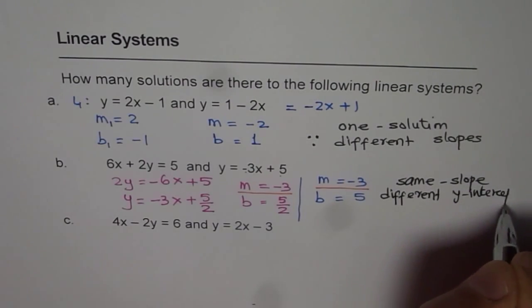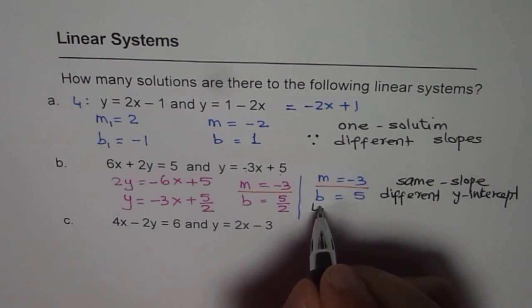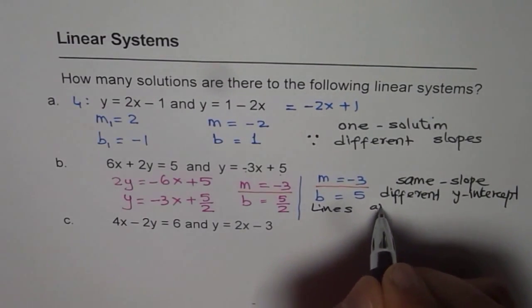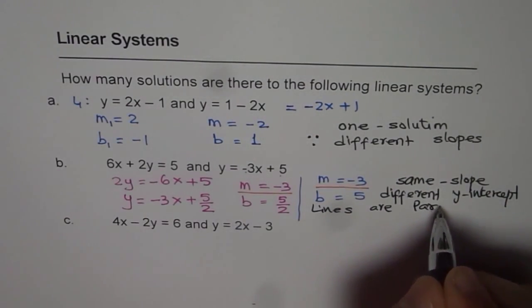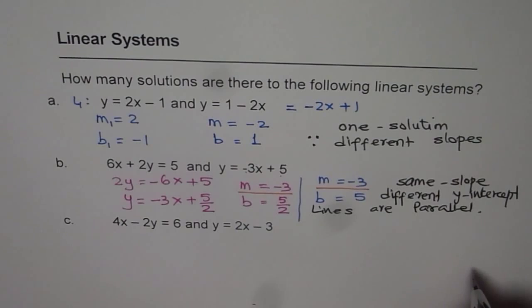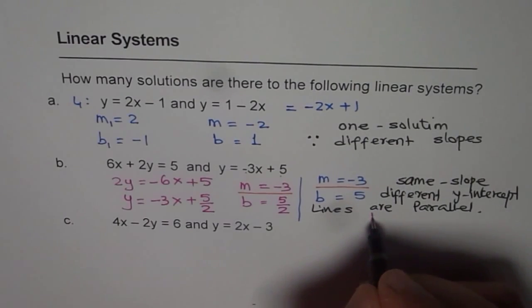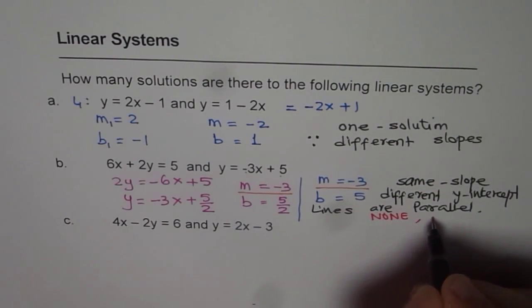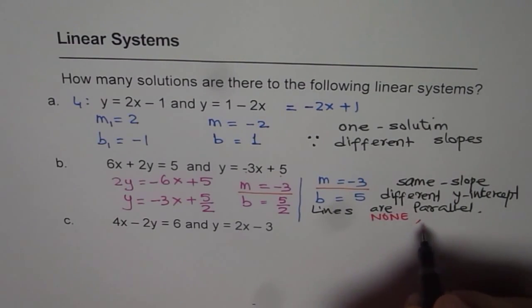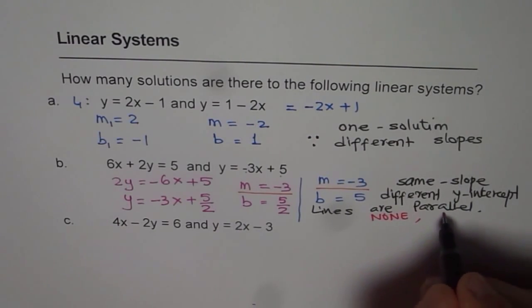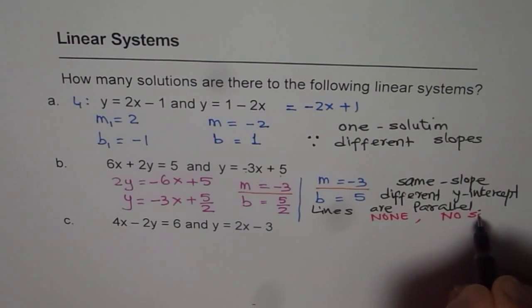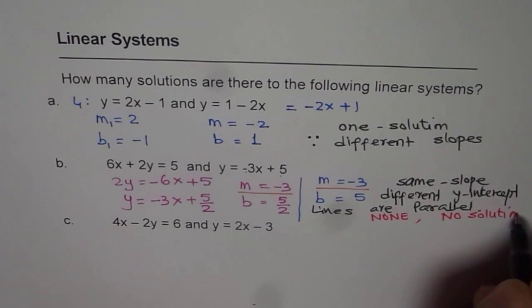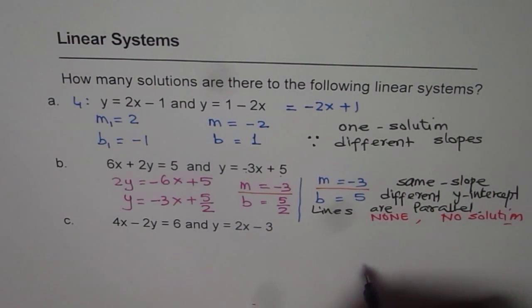And therefore, what do you conclude? Lines are parallel. And therefore the number of solutions in this case will be none. So no solution. I could write none, or zero solutions. So there is no solution, none, since the lines are parallel.